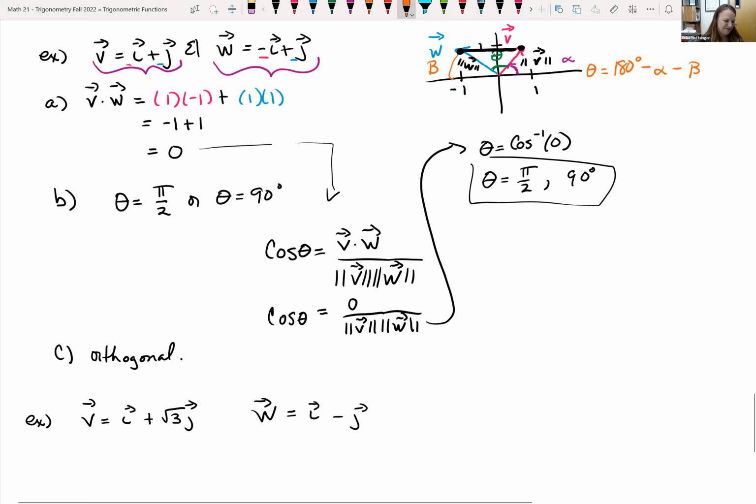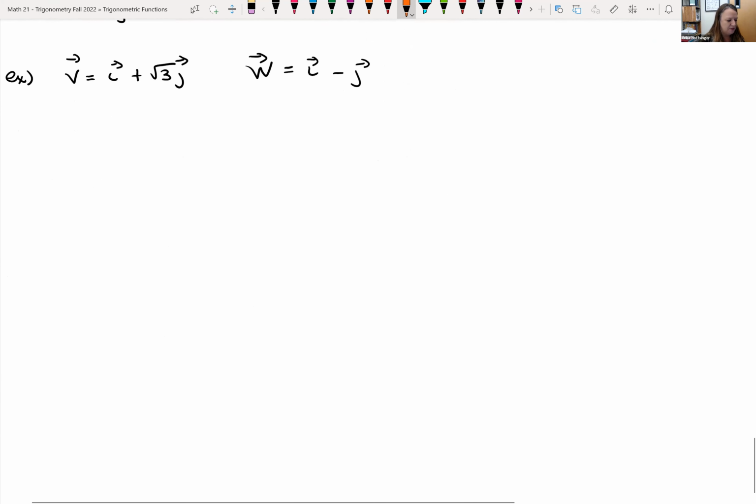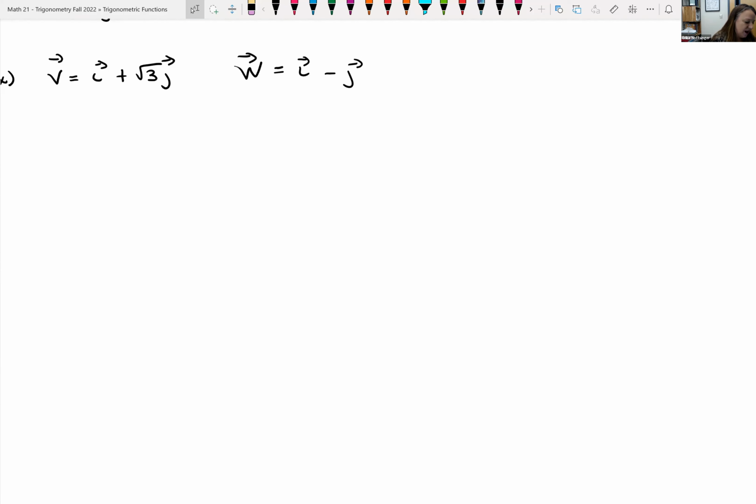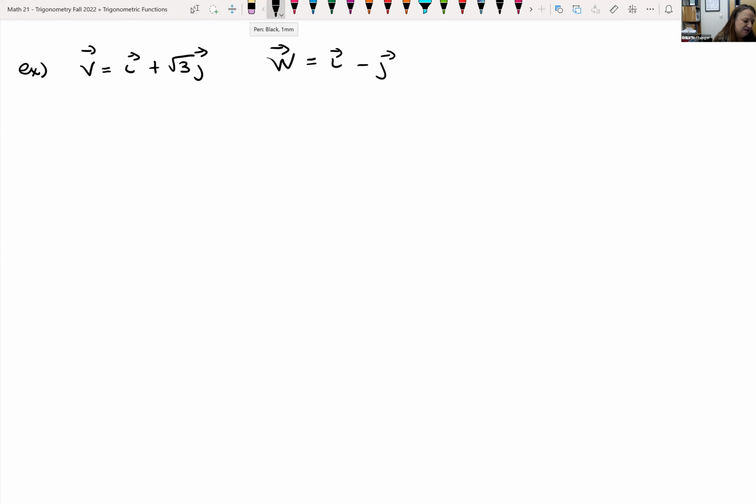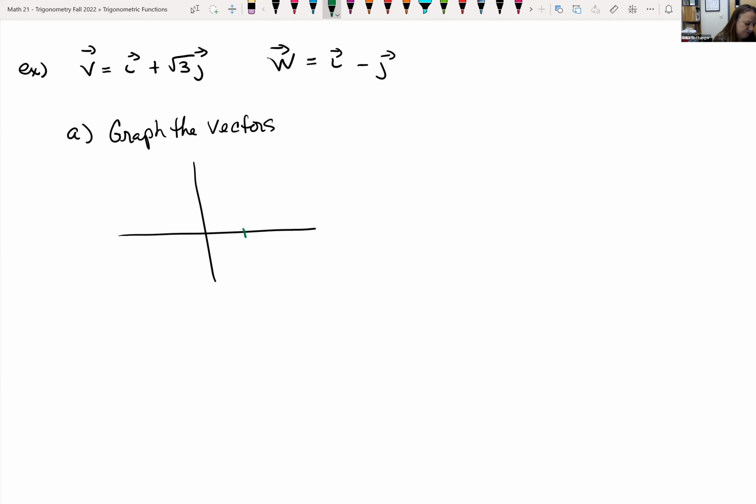Okay, so now let's go back to the next example I was bringing up. We have new vectors V and W. V is equal to vector i plus root 3 times vector j. W is equal to vector i minus vector j. So again, let's first graph the vectors. I'm going to put them in this position. So it's 1, root 3, going over 1 and up root 3. We have our vector V. And then for W, we're going to go over 1 and down 1. And this is our vector W.